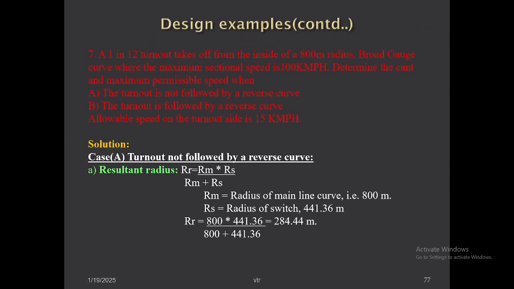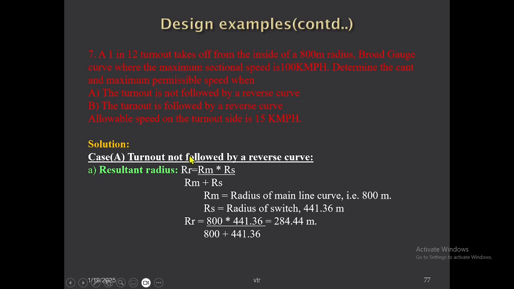This next example, I think it is for the similar contraflexure, because a 1 in 12 turnout takes off from the inside of the curve of 800 meter radius on broad gauge. Maximum sectional speed is 100 kmph. Determine the cant and maximum permissible speed. The turnout is not followed by a reverse curve. When the turnout is followed by a reverse curve, allowable speed on the turnout is 15 kmph. Okay, here 15 kmph is the speed on the turnout side. Sectional speed 100 kmph, radius is 800 meter.